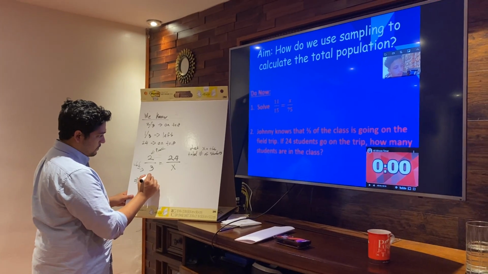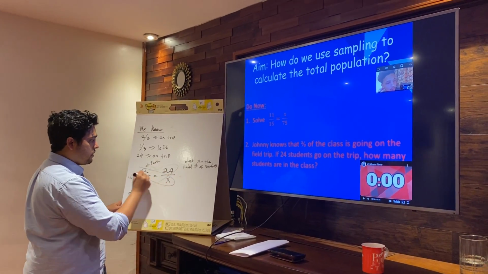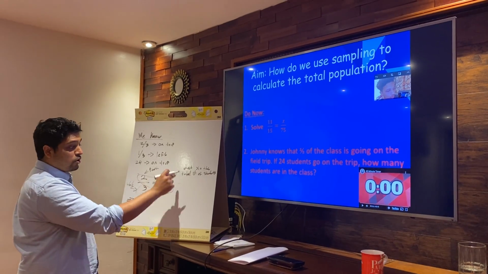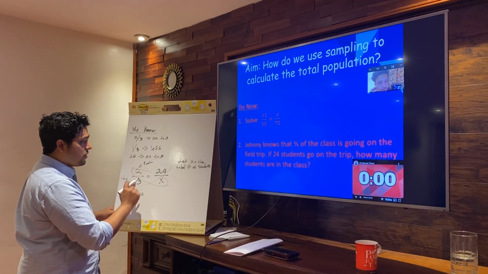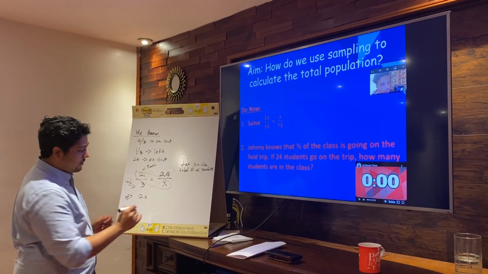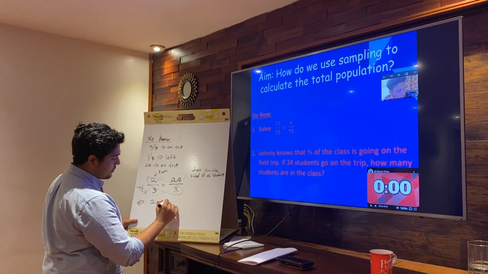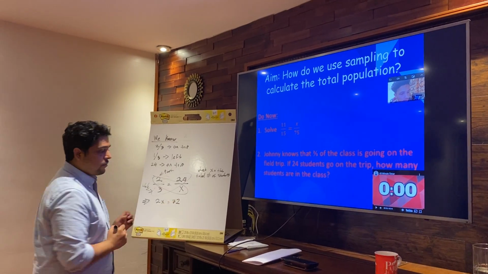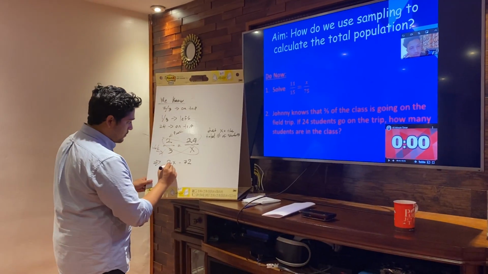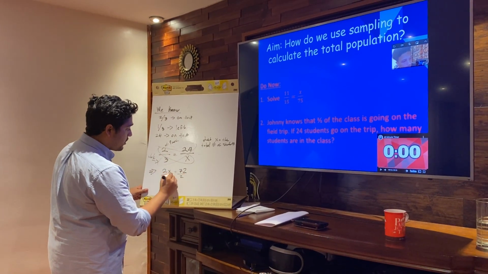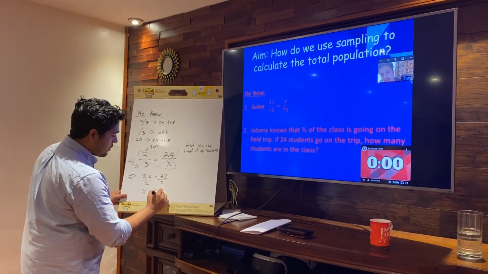So I cross multiplied each of them, like 2x and 3 times 24. So he cross multiplied. So 2 times x is 2x. 3 times 24 is 72. Okay. What's the next step? Now 72 divided by 2, which will give you 36 as x equals 36.